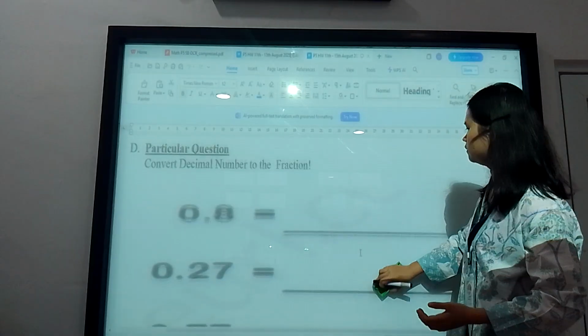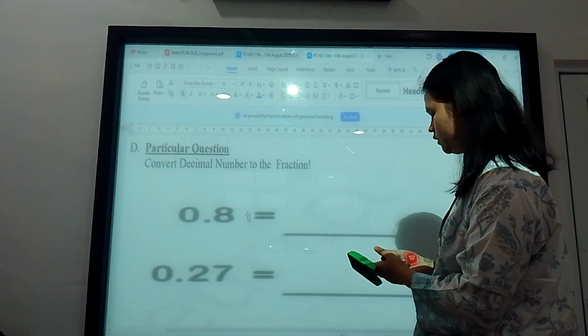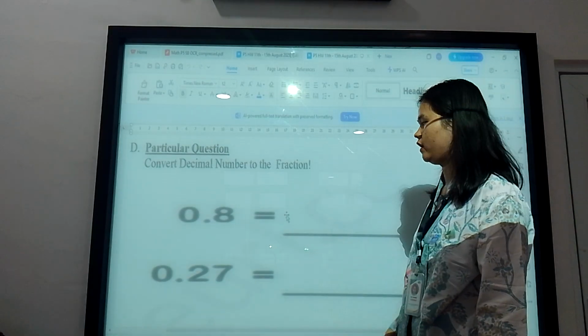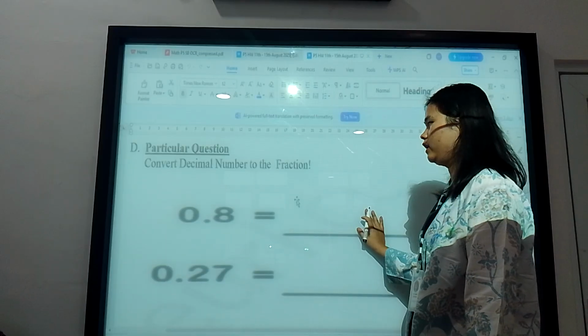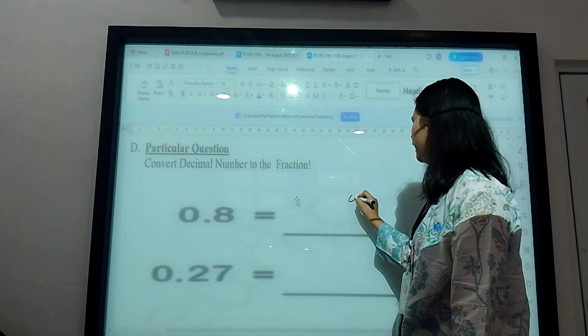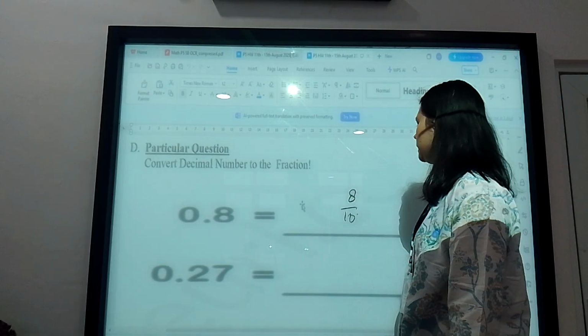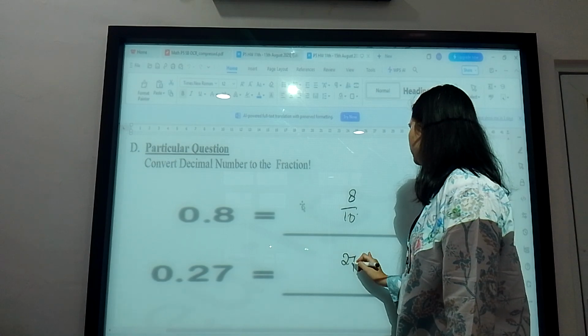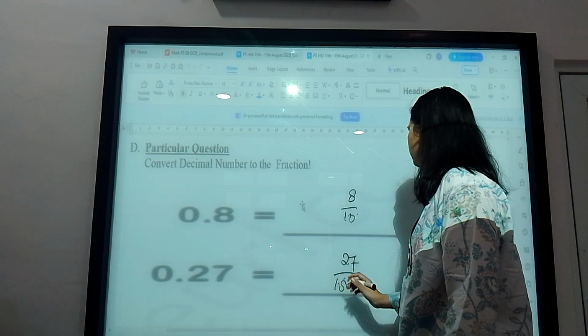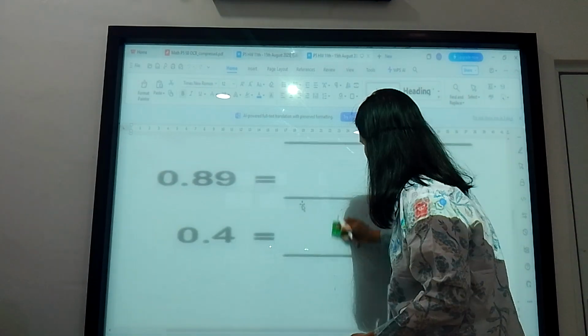These two questions, just say no need to write. Oh, this one it's 0.8. We can make it into the fraction. It's like 8 out of 10. Okay, next this one. 27 out of 100. Okay, everything looks clear.